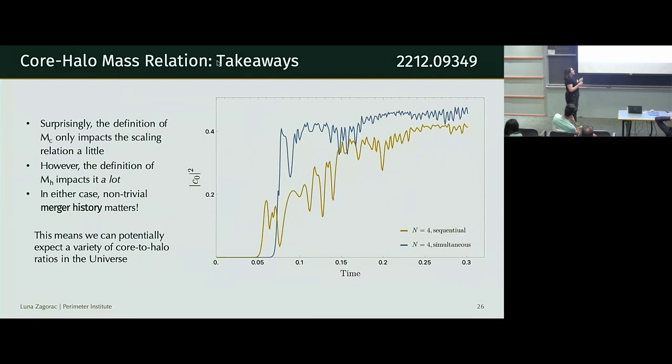Finally, just to illustrate, this is the percentage of the mass of the halo in the ground state, so in that core. And what we have here in the orange is a sequential merger, meaning that there's some merger history, and in blue, the simultaneous. So not only do these lines not evolve the same way, they also don't reach the same point. So this is something to really, really be thinking about.